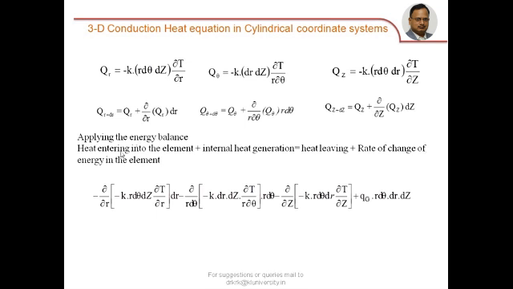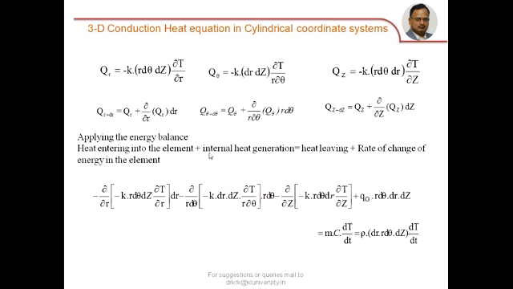Now when you have Qr on the left hand side and Qr+dr on the right hand side, and you expand Qr+dr as Qr plus ∂/∂r of Qr dr, the Qr on the right and the Qr on the left cancel, and minus ∂/∂r of Qr dr will come to the left hand side. Similarly, minus ∂/(r∂θ) of Qθ r dθ will come to the left hand side, and similarly, minus ∂/∂z of Qz dz will come to the left hand side.